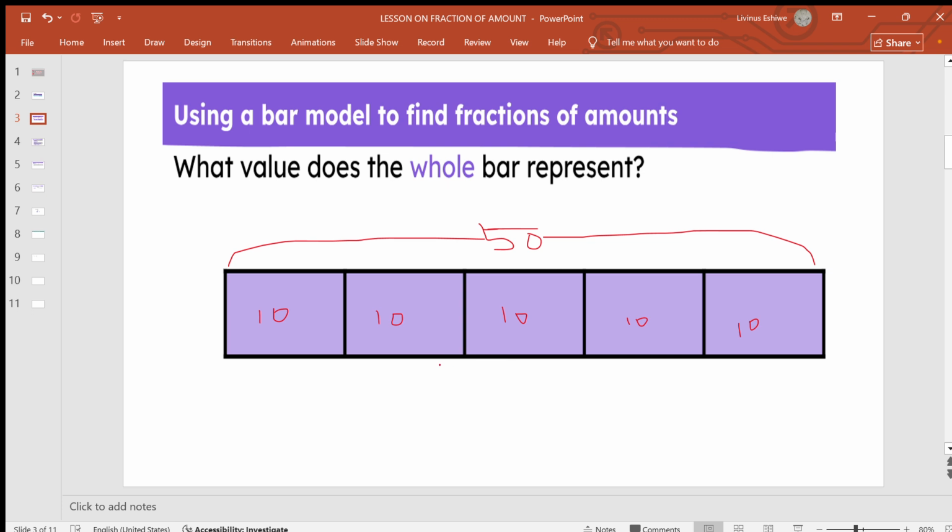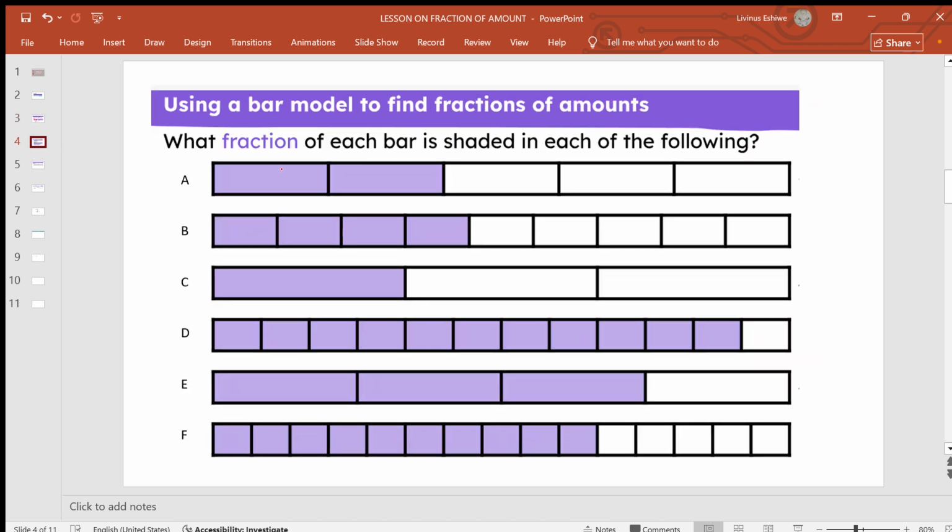Now, if you have been asked to pick 2 out of the 5 parts of this 50, what will it be? You're going to pick 2, which is this 2, and in this case, the answer will be 20. Now you can see, when you pick all the parts, it's like you're picking the whole. That's good.